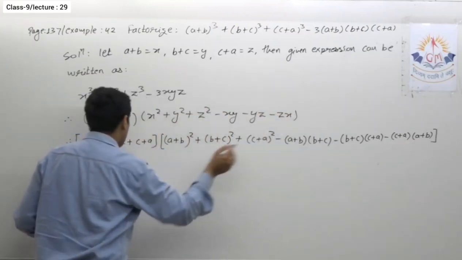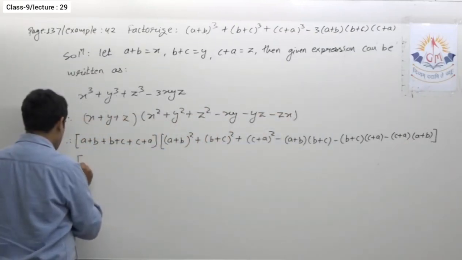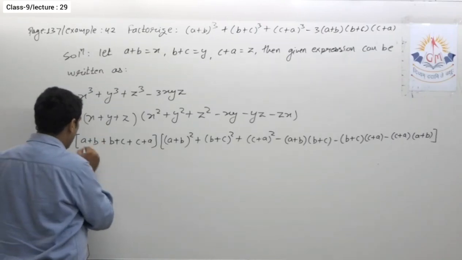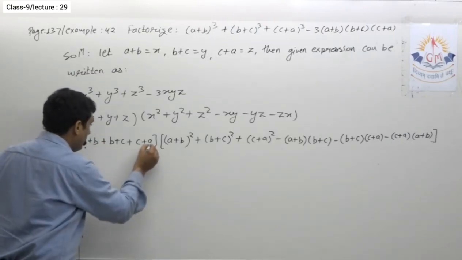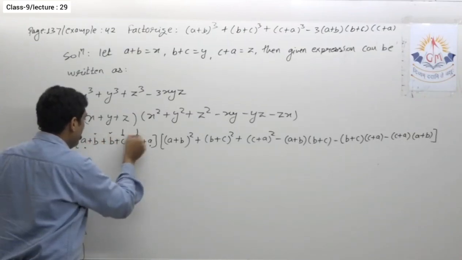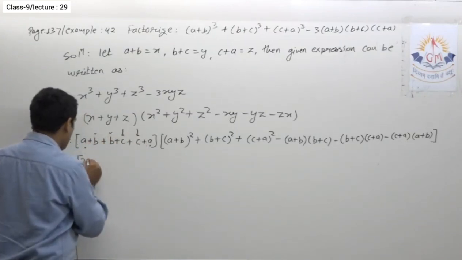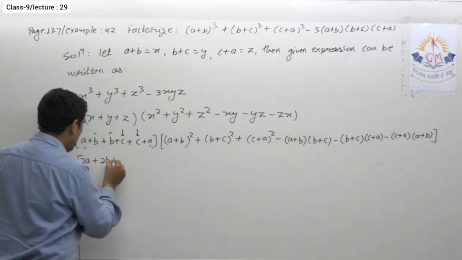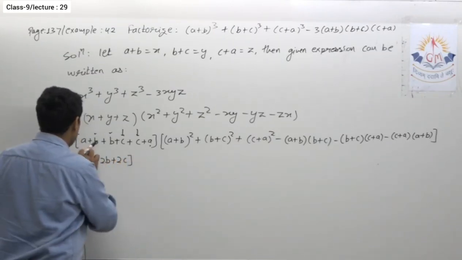Now definitely we will simplify this further. Now over here, in a plus b, b plus c, if you observe carefully, there is a 2 times, there is b 2 times, and there is c again 2 times. So here I write 2a plus 2b plus 2c. Okay.